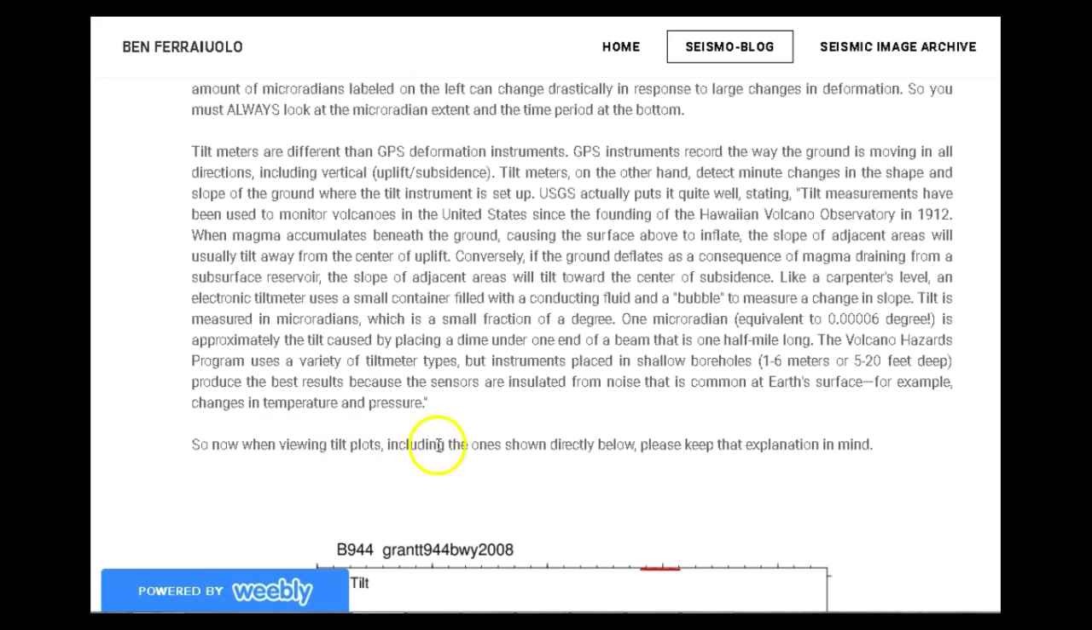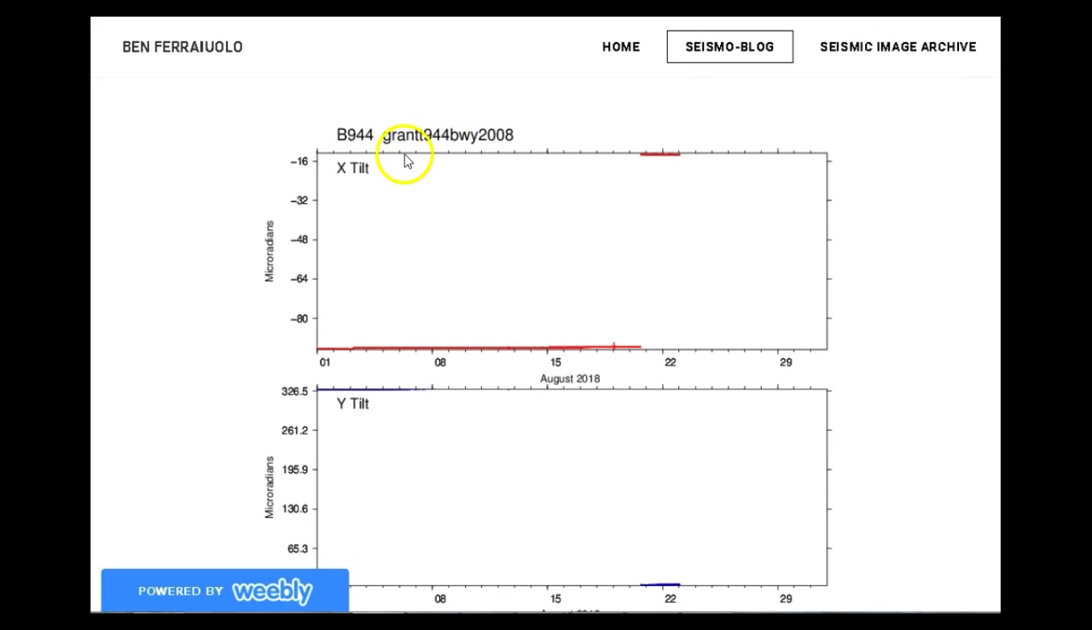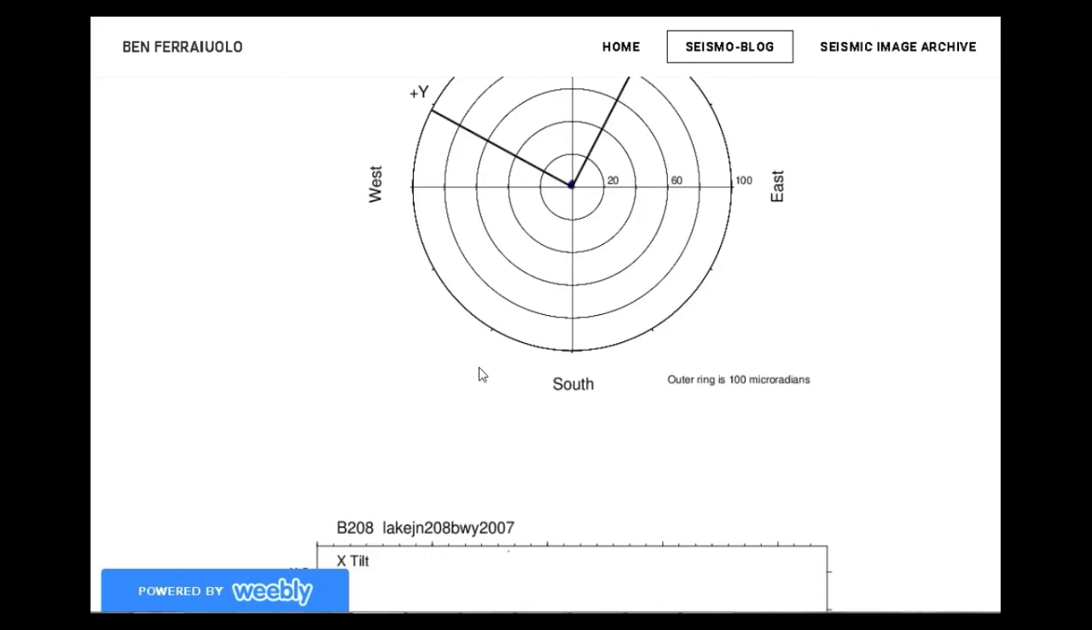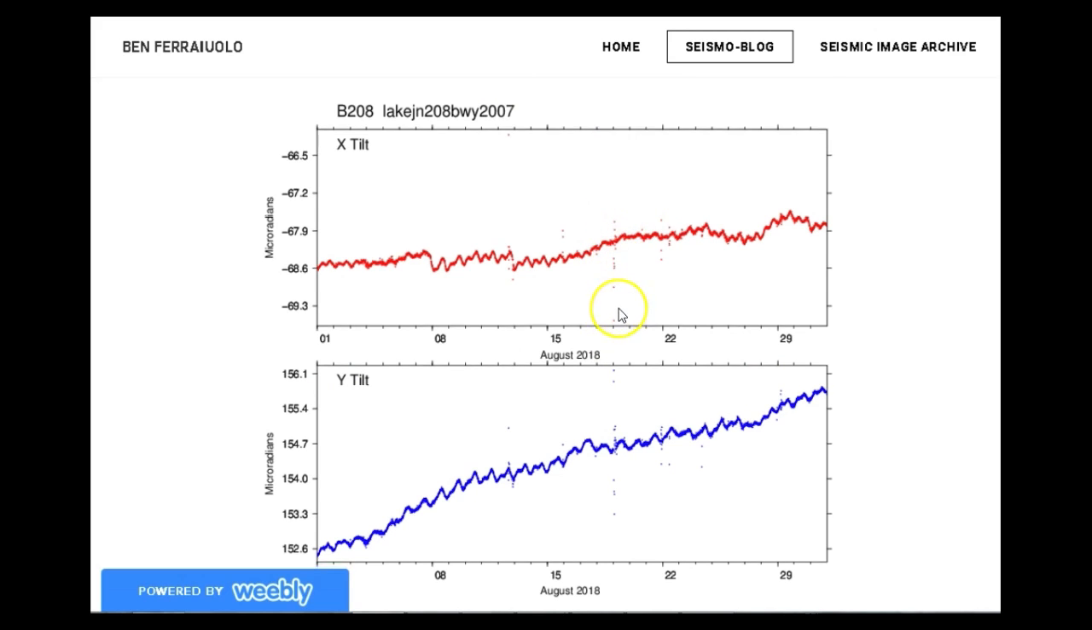Now when viewing tilt plots, including the ones shown directly below, please keep the information and explanation in mind. Here's borehole 944. I'll talk about that in just a second. I don't know what's going on there. A little weird. Here's borehole 208. Sometimes global large earthquakes, such as the 8.2 in Fiji, can affect the tilt meters slightly.